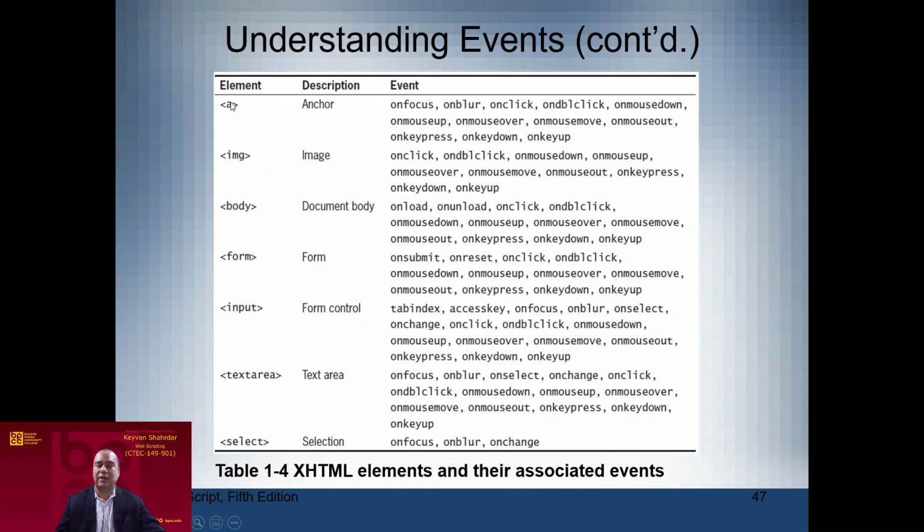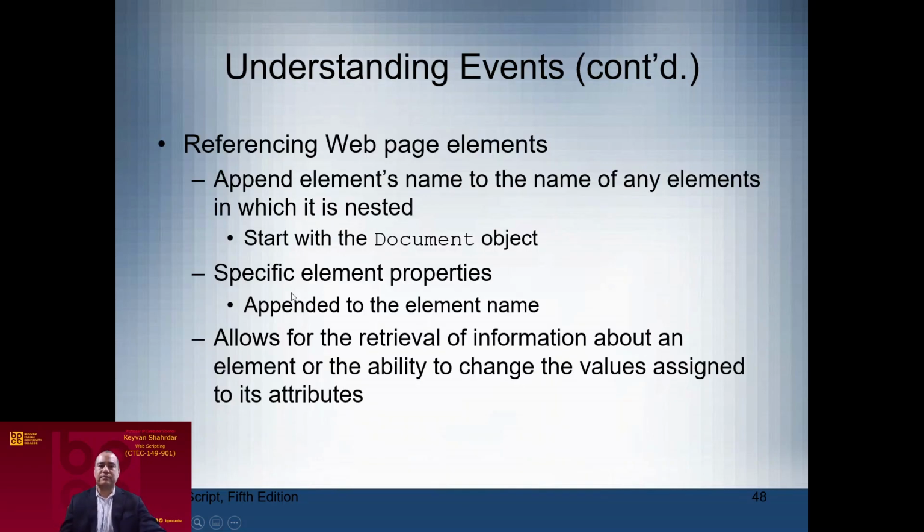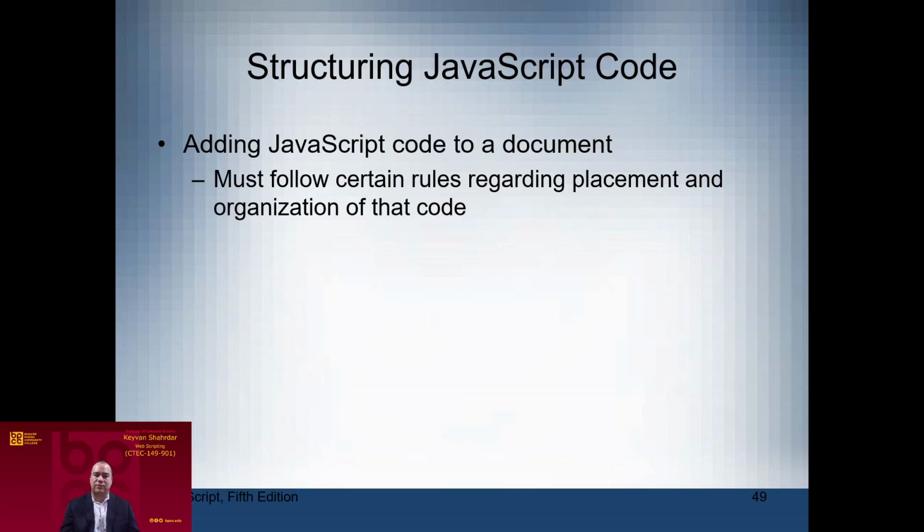And it works in an A tag, an image element, or a body element, or a form element, etc. And so this is more for understanding events. Referencing web page elements: append element names to the name for any elements in which it is nested. Start with the document object. Specific element properties appended to the element name allow for the retrieval of information about an element or the ability to change the values assigned to its attributes.